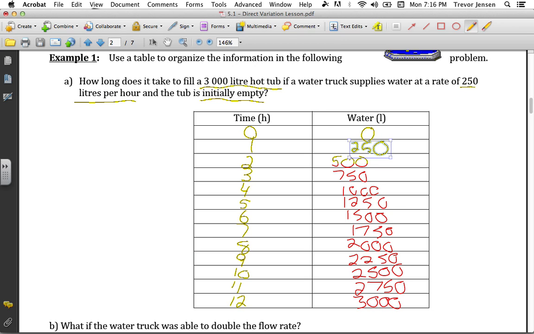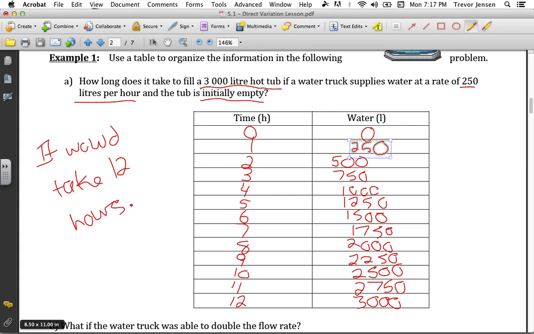So the question asks us how long does it take to fill a 3,000 liter hot tub. So I'll look at my table of values. It had 3,000 liters of water in it after how many hours? 12. Okay, so my answer to the question would be it would take 12 hours to fill the hot tub. Okay, so that's my answer to that part of the question.